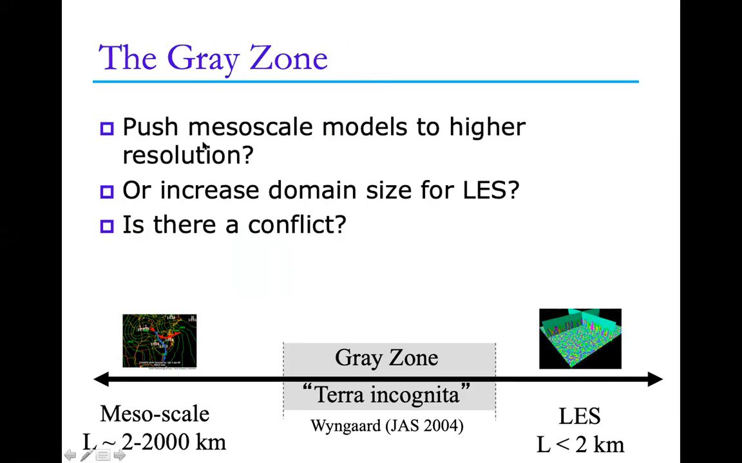So the question might be, do you push mesoscale models that were designed to work at the mesoscale down to finer resolutions? Or do we say, let's use LES models and just make the domain size bigger? What happens in the gray zone? Is there some kind of conflict in the mesoscale approach versus the LES approach? And how do we figure out what that is?